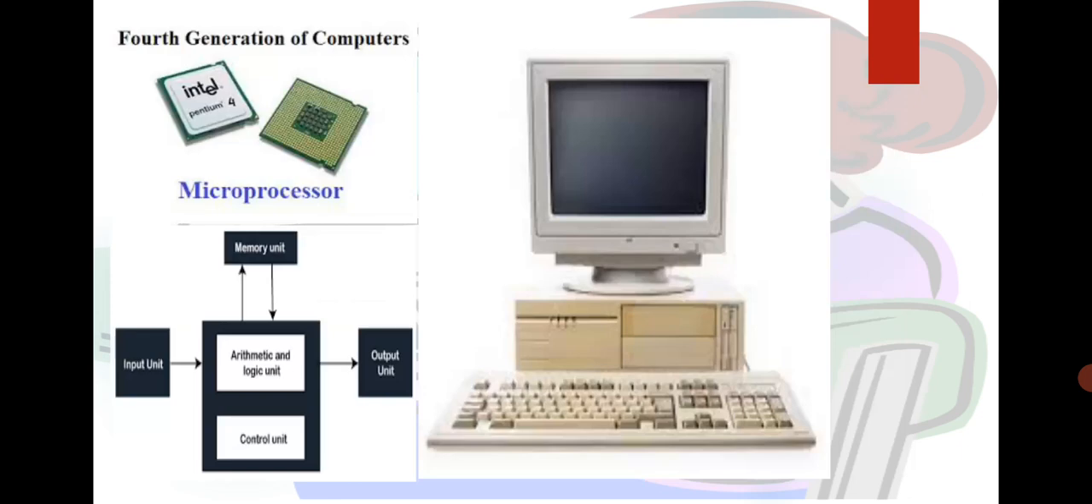Children, in the left side figure, it is showing the image of microprocessor, and in the right side the image is showing the fourth generation computer. And the left side corner image is showing you the internal structure of a fourth generation computer.